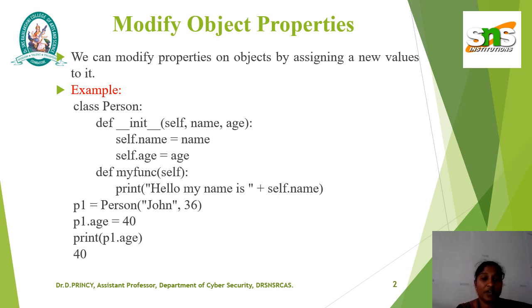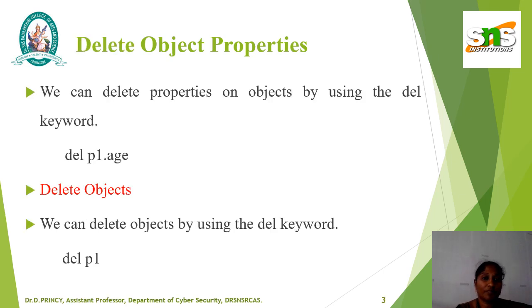Then I'm writing p1.age = 40. When I create the object, the age value is 36. After that, I'm assigning the age variable another new value, 40. Now I print p1.age. The current value of age is 40. So this is how we modify object properties.